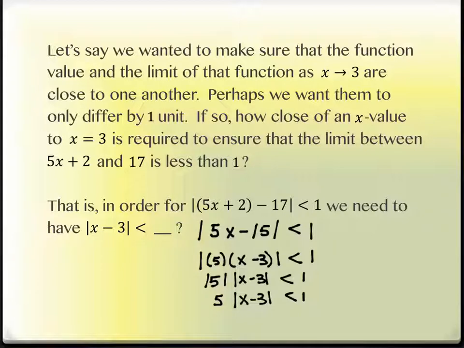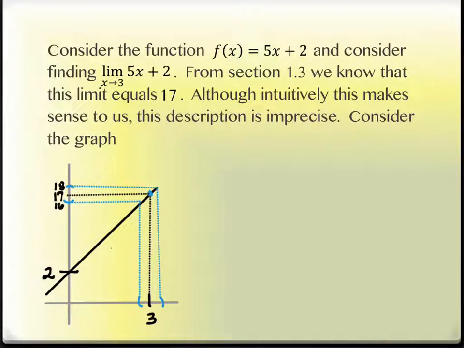And I could divide so that I don't have anything but the absolute value still on the left-hand side by that value 5. So just a little bit of algebra. And I end up with 1/5. So what that's telling me is I need to be within 1/5 of each side of 3. So in this problem, I can only go 1/5 bigger, 3 and 1/5, and 1/5 smaller, which would be 2 and 4/5. That's how close I'd have to be on my x-axis to ensure that I'd be only within 1 away on my y-axis.